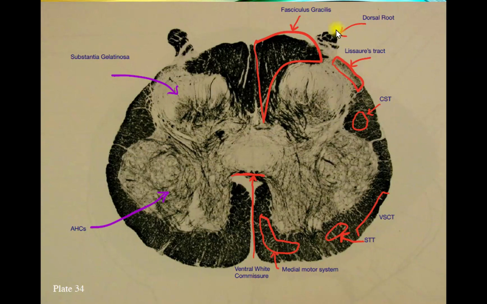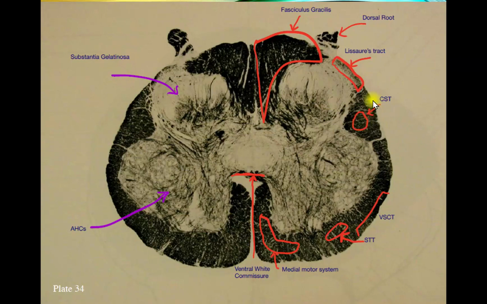Now, as pain and temperature information comes in, remember I mentioned that it usually ascends for a segment or two, and that is known as the Lissauer's tract. Okay, so we have a little bit of going up a few levels before synapsing on the substantia gelatinosa. Okay, the corticospinal tract is relatively small here, just because down in the lower sacral cord there aren't a lot of muscles, but we can see a little bit of it there.